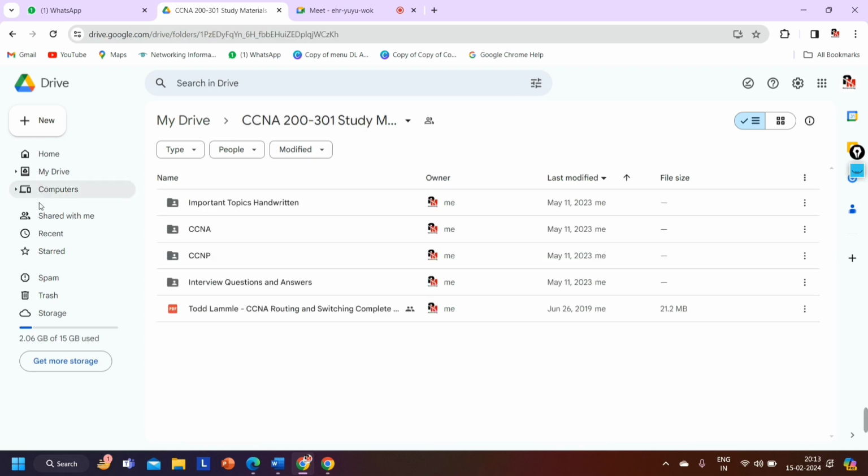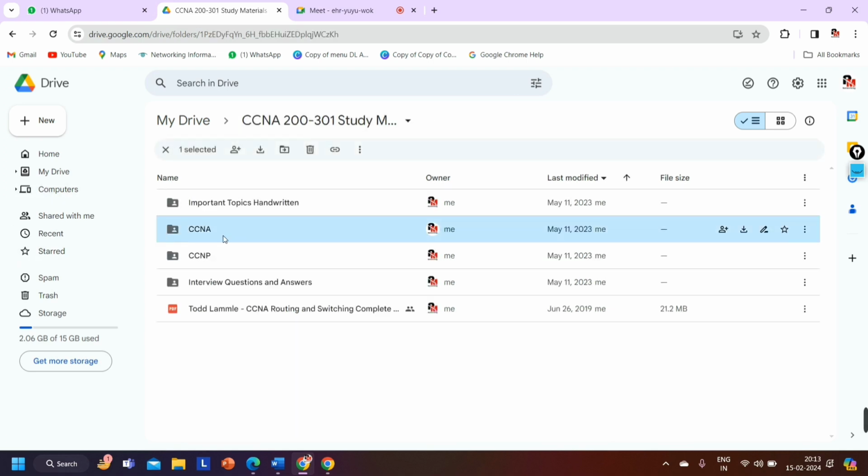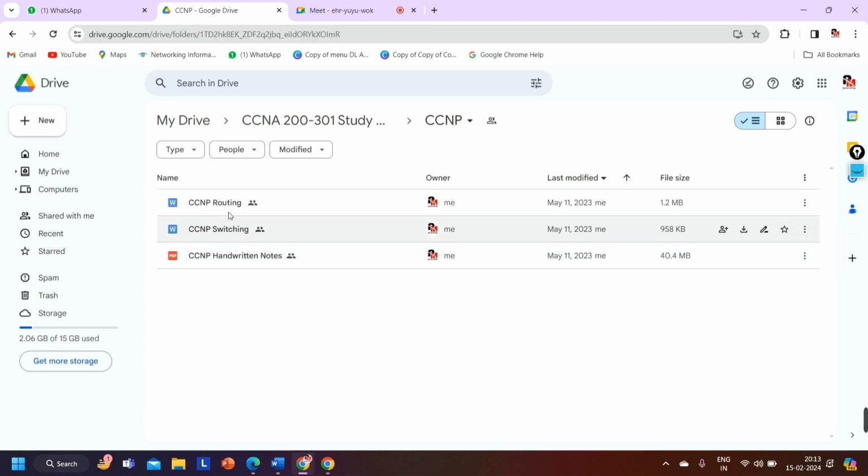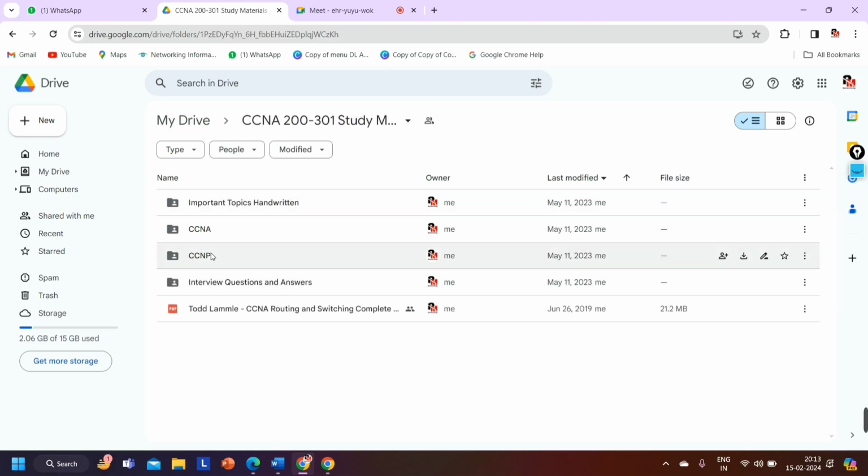Right now what you need to download, see this folder, CCNA. There is one folder for CCNP. Again, this is not for you. If you want to download, you can download. I am providing you the complete notes of CCNP as well. Under CCNP, CCNP routing is there, CCNP switching is there, and some CCNP handwritten notes are there. Again, for now you don't need to download the CCNP notes. You don't need to download interview questions and answers, right?